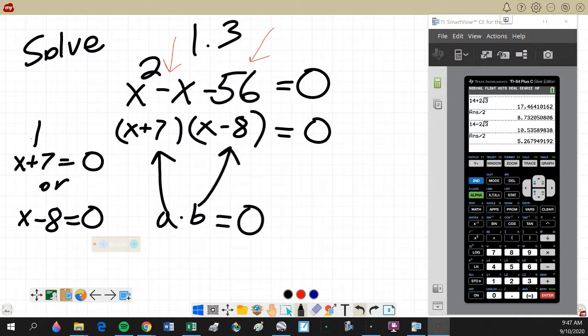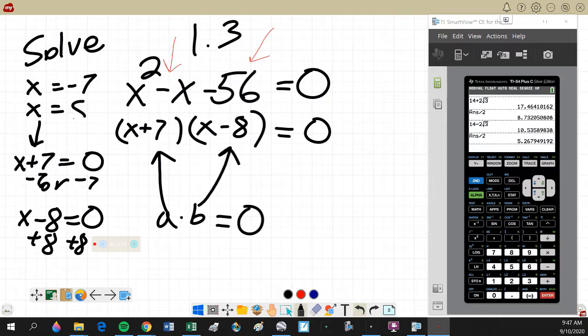Well, how do we solve this? Just subtract 7. And I get x equals negative 7. And on the other one, I add 8. And technically, we should say x equals negative 7 or x equals 8. But we're super lazy. At least I am. So really, we just do this. X is equal to negative 7 and 8.